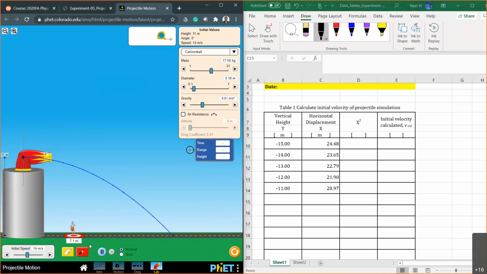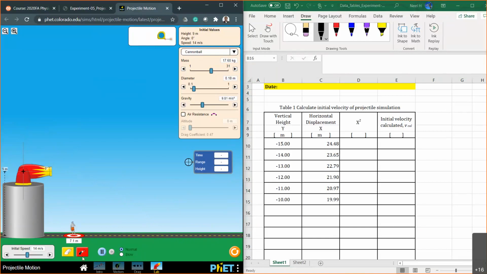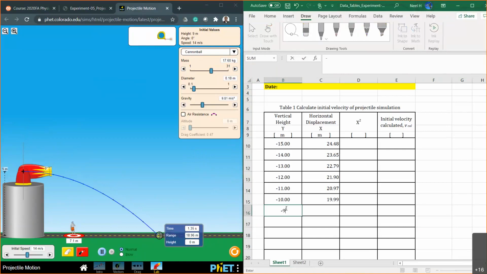And likewise, you just continue: erase the path, decrease this by another 1 meter, fire the projectile, and then measure it. Now I'm on negative 10, and we are now on 19.99. And then let's continue, erase the path, decrease downward 1 more meter, fire it. And then let's measure, now I'm on minus 9. So the range is 18.96.